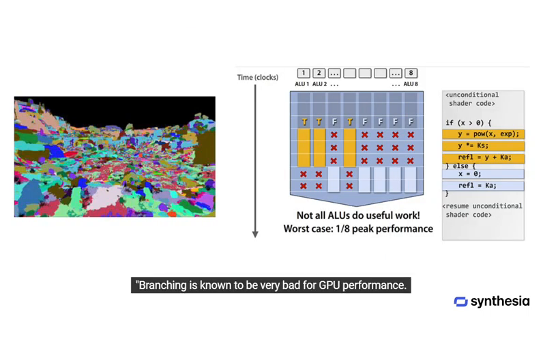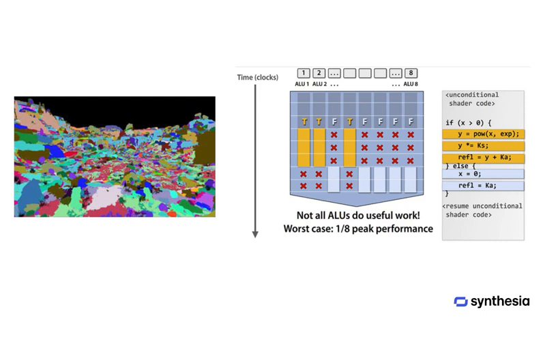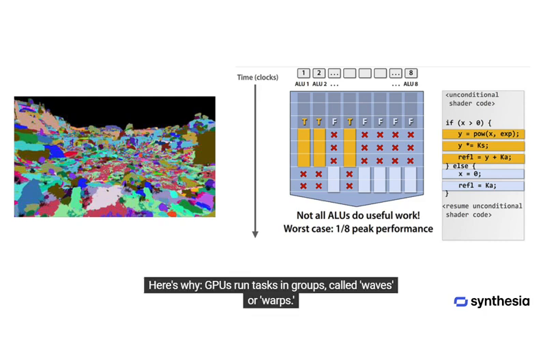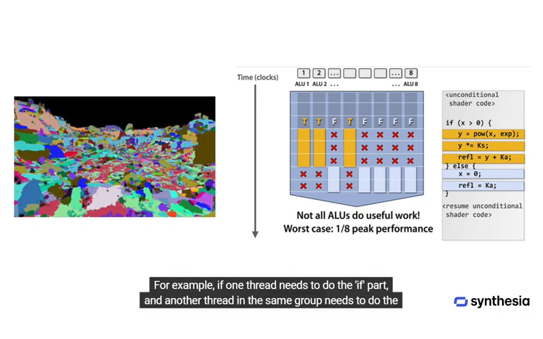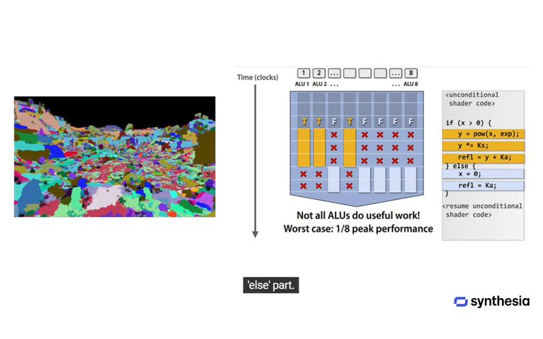Branching is known to be very bad for GPU performance. Here's why. GPUs run tasks in groups called waves or warps. The problem happens when threads in the same group disagree. For example, if one thread needs to do the if part and another thread in the same group needs to do the else part. First, it runs the if path.